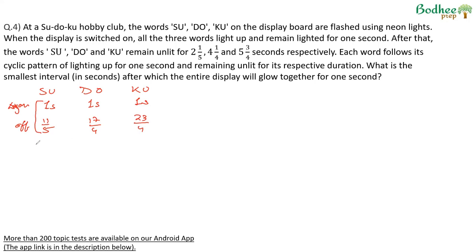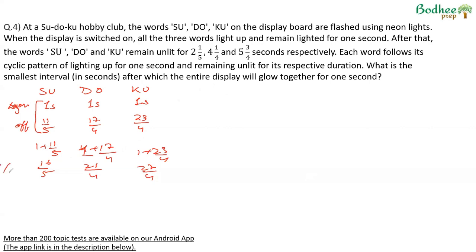after every, for the word su, 1 plus 11 by 5, which will be 16 by 5 seconds. For the next word, 1 plus 17 by 4, which is 21 by 4 seconds. And this will be 1 plus 23 by 4, which is 27 by 4 seconds. So after this time, the individual lights will come to the on position.